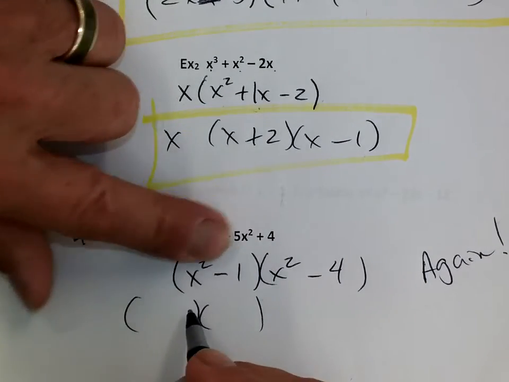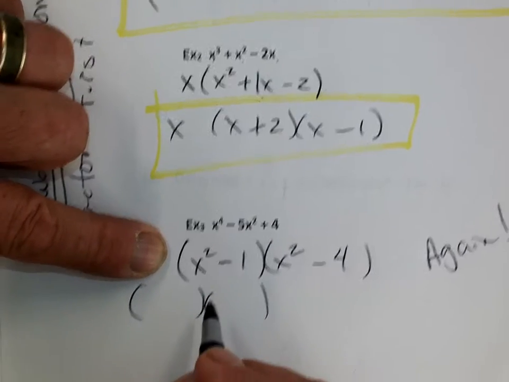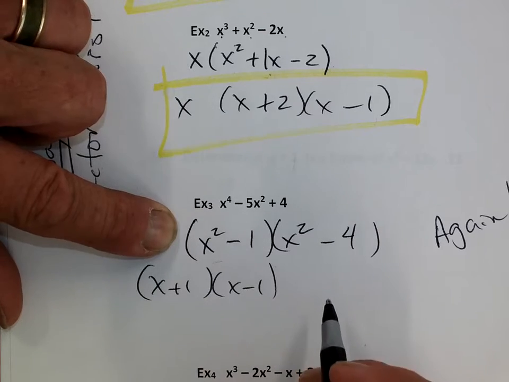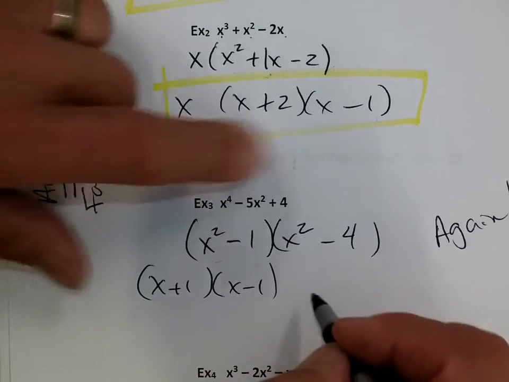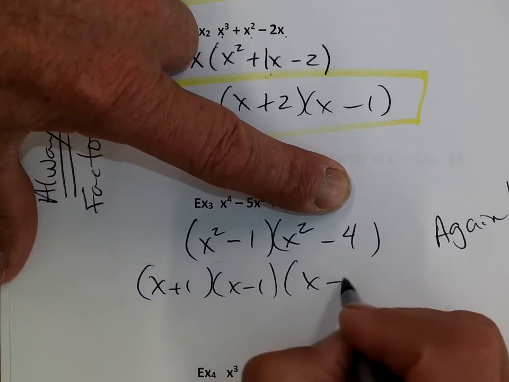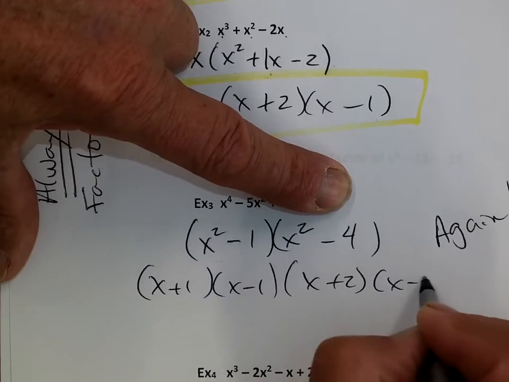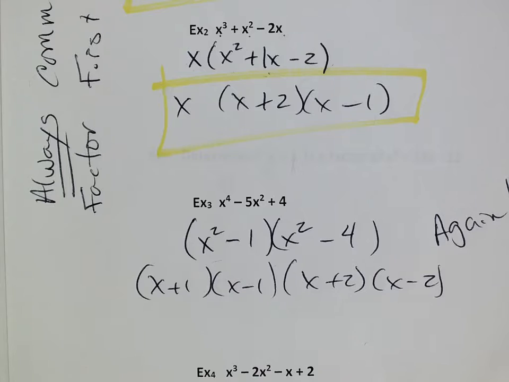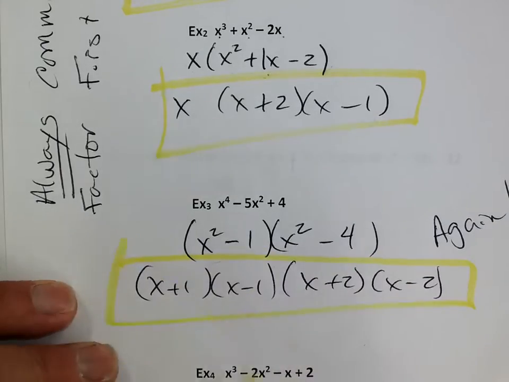How about x plus 1, x minus 1? Difference of squares. And how about x plus 2, x minus 2? Because that would multiply to make the x squared minus 4. Okay? So I'm going to factor as far as I can on these, okay? All right, awesome. That's as far as you can go.